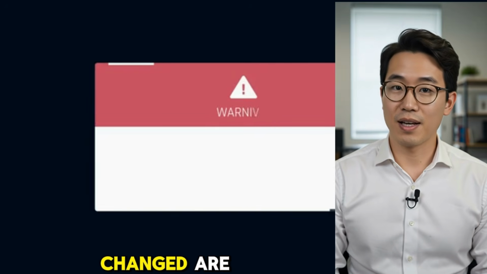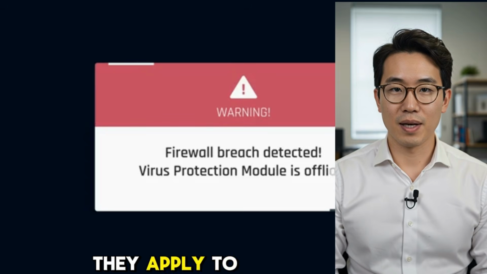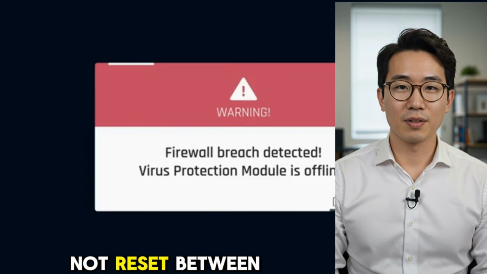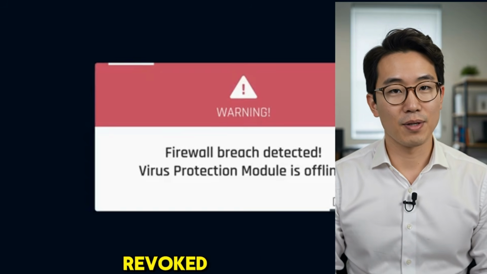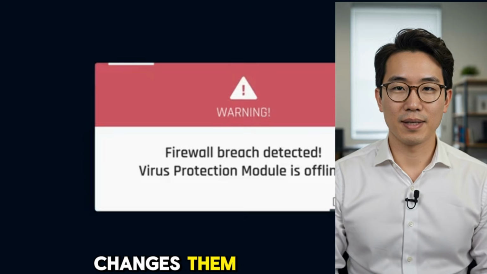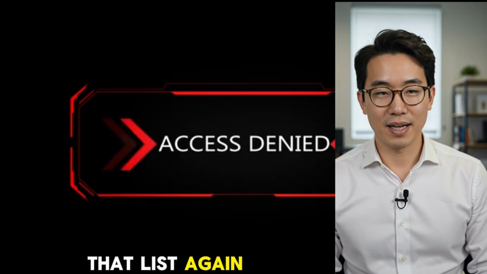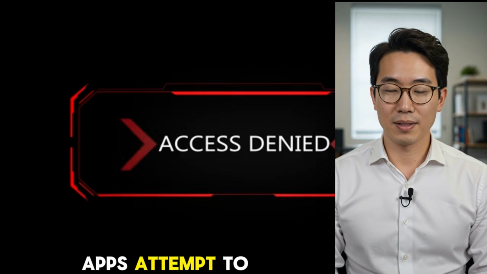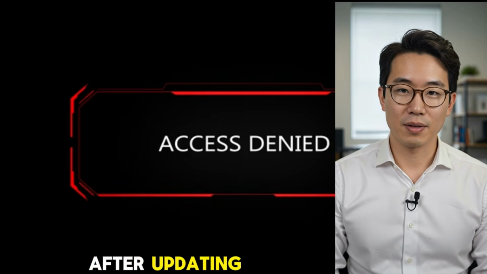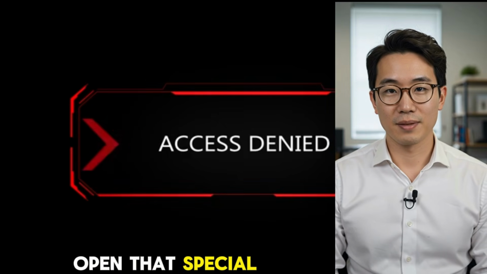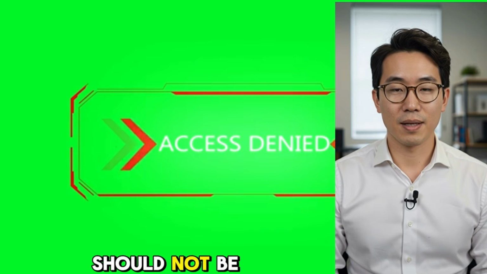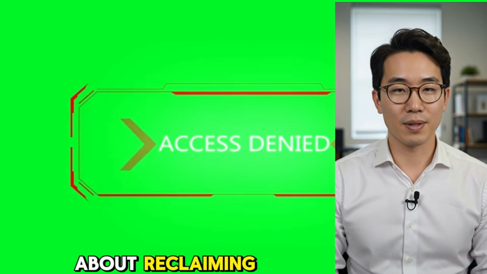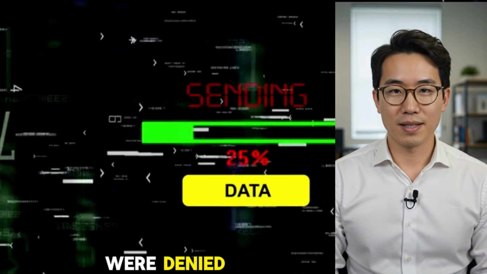The Chrome settings you changed are permanent by default. They apply to every website going forward and do not reset between browser sessions. The overlay permissions you revoked stay revoked until you or an app update changes them. It is worth checking that list again after a major app update because some apps attempt to re-request the overlay permission after updating. Make it a habit to open that special access menu every couple of months and scan the list for anything that should not be there. Apps are creative about reclaiming permissions they were denied.